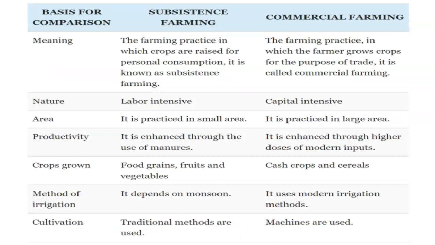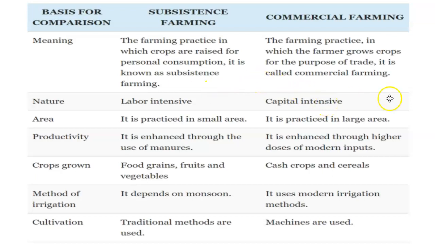Discuss agriculture surrounding the terms subsistence farming and commercial farming. Again, this can have much to do with your less developed countries, more developed countries. But when we're looking at the meaning, subsistence farming is farming practices in which crops are raised for personal consumption. It's known as subsistence farming. Usually, you're cultivating crops for your own families, maybe for your own small communities.